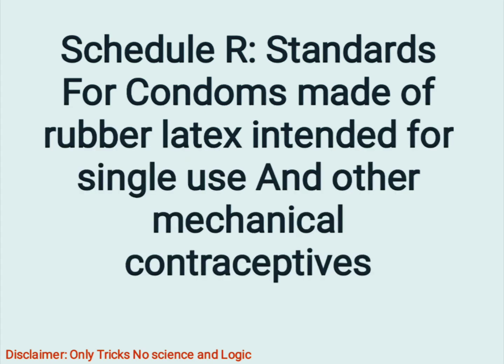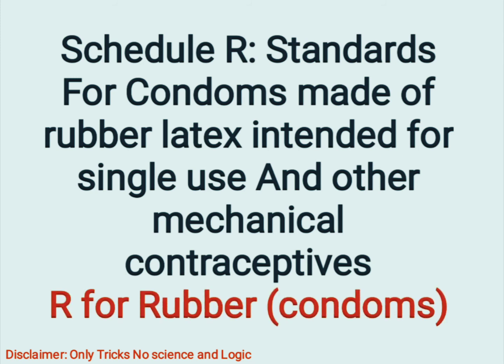Next comes Schedule R, standards for condoms made of rubber latex intended for single use under the mechanical contraceptive. R for rubber, and the schedule deals with the standards for condoms made of rubber latex intended for single use under the mechanical contraceptive. So it's easy to remember. Schedule R is for condoms and mechanical contraceptive devices.